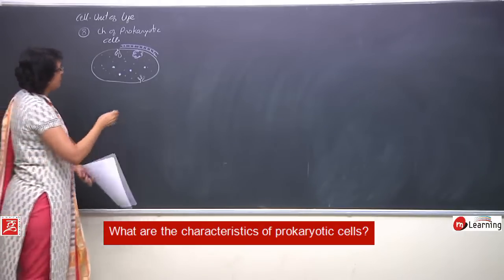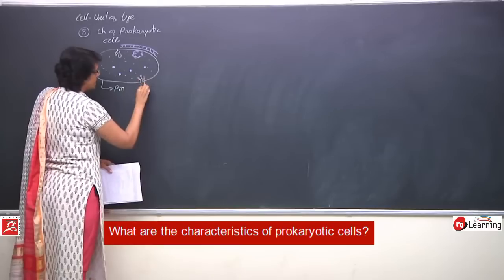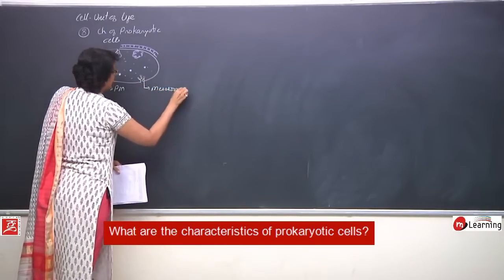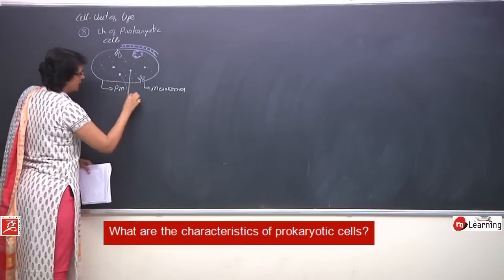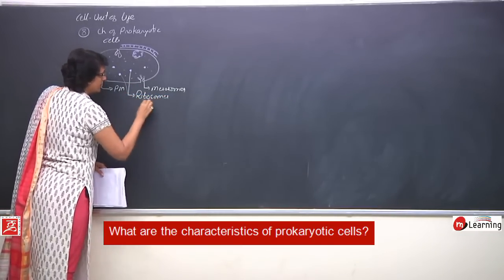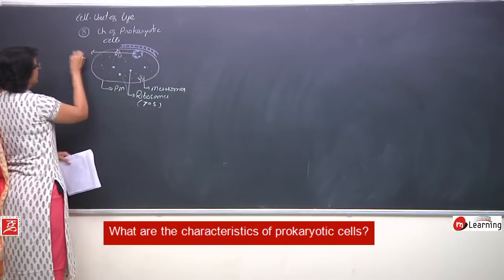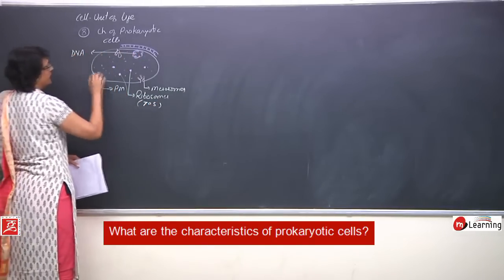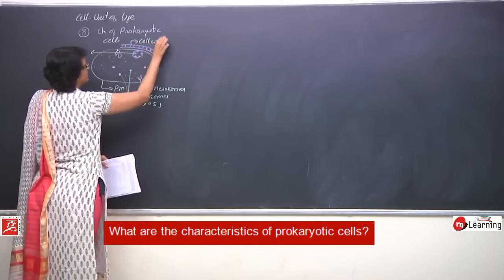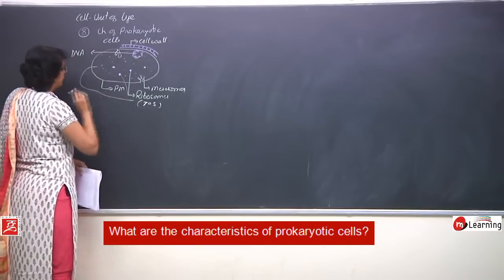So, now just quickly label all these things. This is plasma membrane. These structures which are here, folds, are mesosomes. Ribosomes, the 70S type. This is DNA, and this is the cell wall. We can also draw a flagellum.